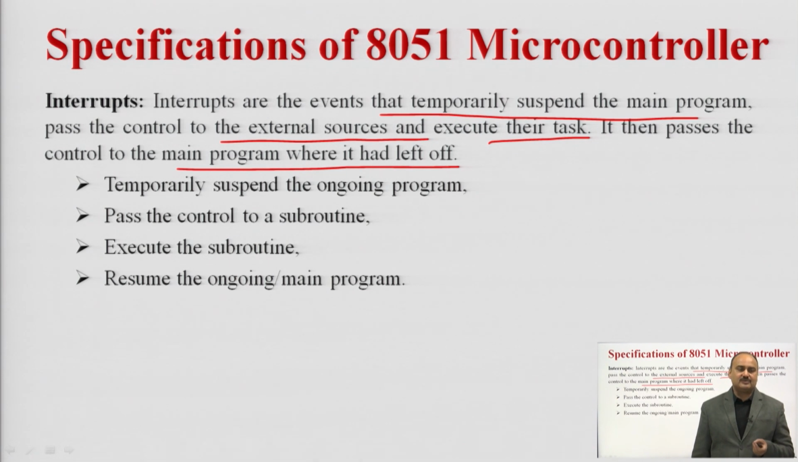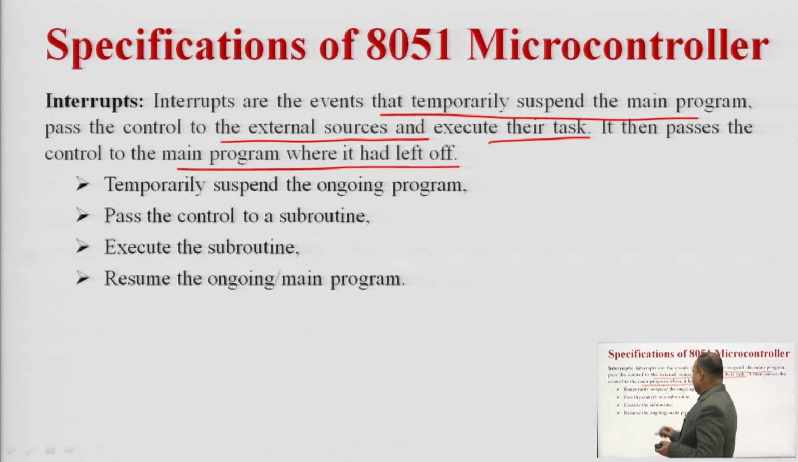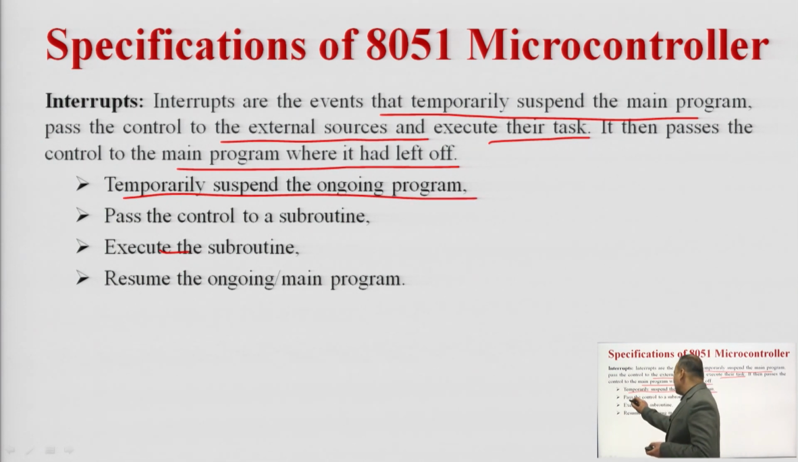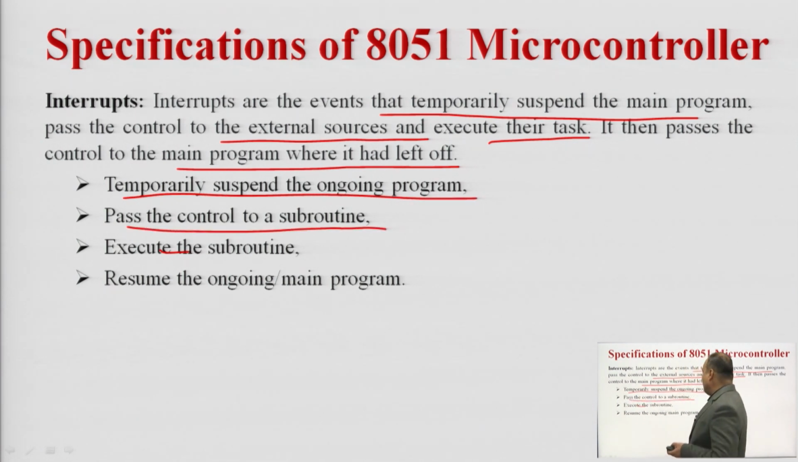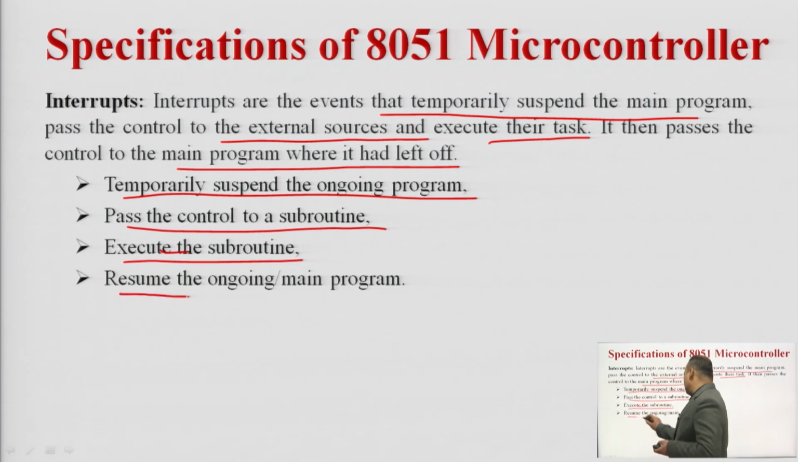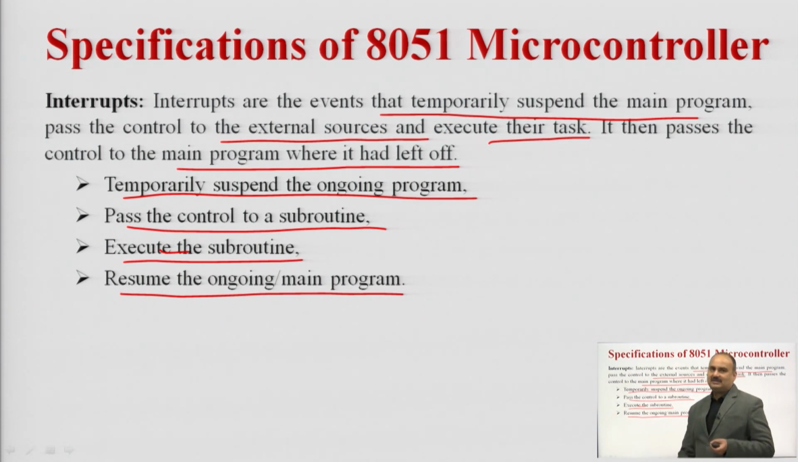So, this is the procedure required when the interrupting device interrupts and the microcontroller serves the interrupt request. When the interrupt occurs, the controller temporarily suspends the ongoing program, passes the control to a subroutine, executes the subroutine, and resumes the ongoing or main program. These are the steps to follow when the interrupting device interrupts the microcontroller.